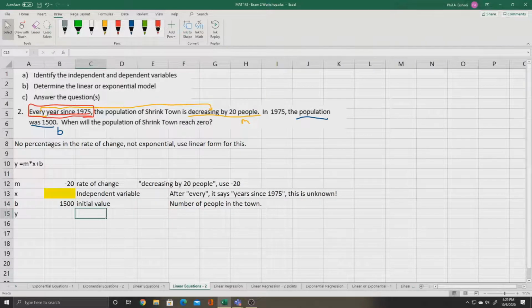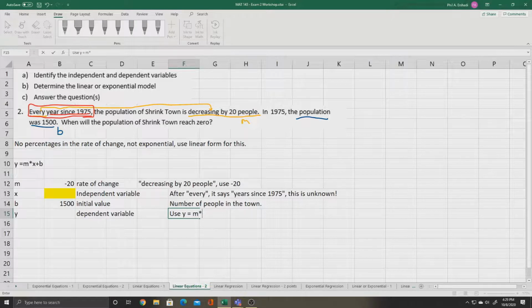To get y, which is our dependent variable, we are going to use the form that we wrote above. Y equals m times x add b. So we go to the dependent variable, we say equals m multiply x add b. Press enter. Still says 1,500. That's okay, because now we need to find when the population will reach 0.